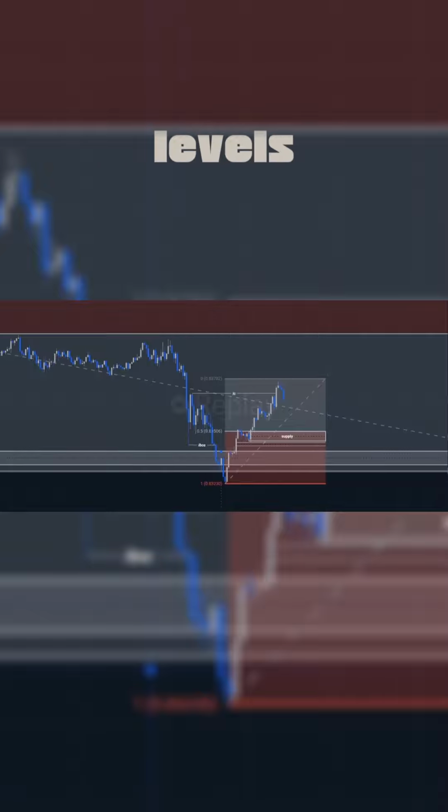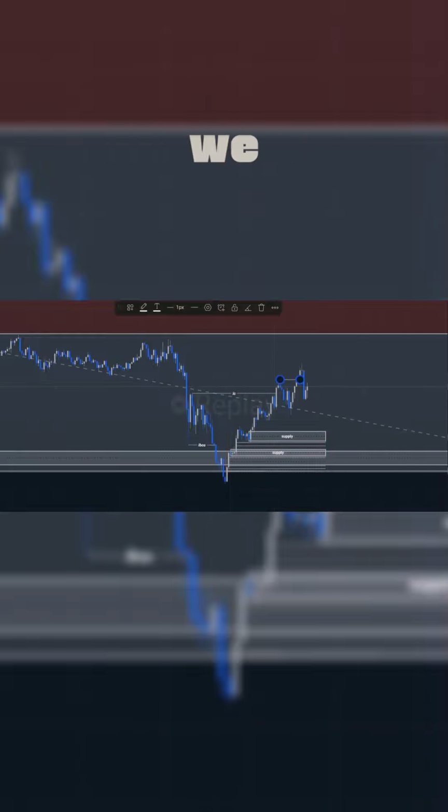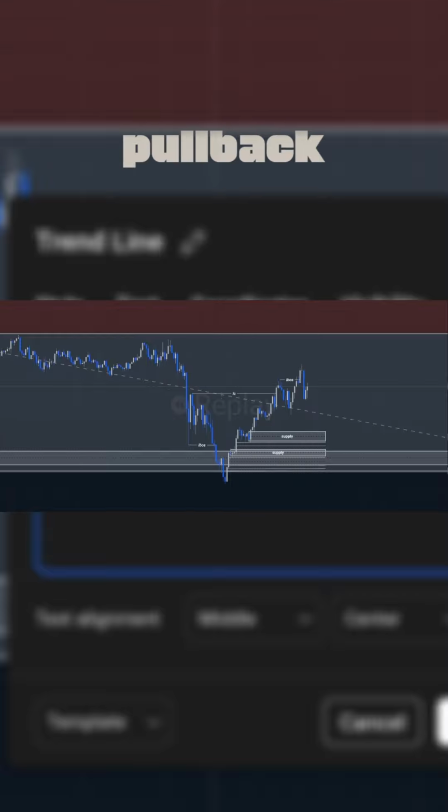After marking these levels, we wait for price to react and reveal which level holds. In this scenario, price didn't even tap into our zone. Instead, it broke structure to the upside once again. With that structural break, we repeat the process after a pullback is formed.